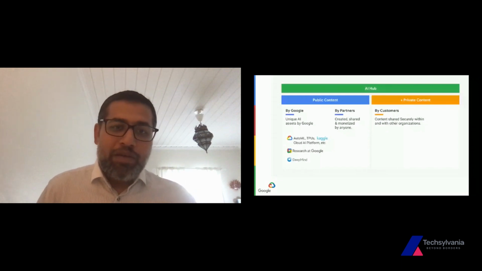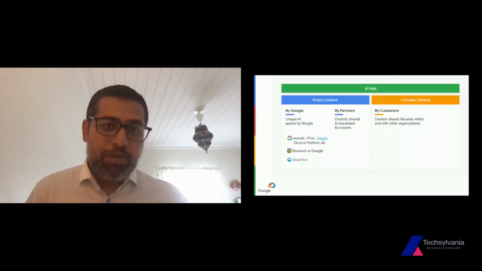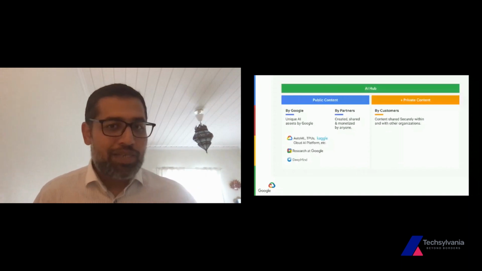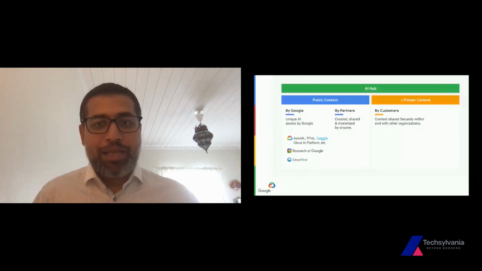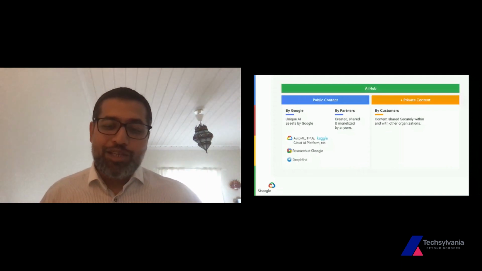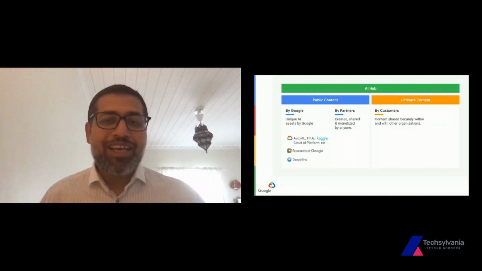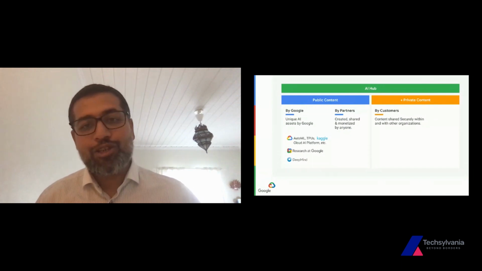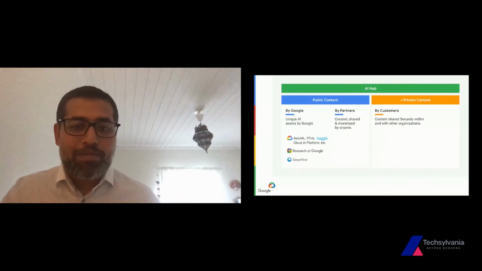Whatever we do from the Google AI perspective, we mostly publish it as public content. Our partners do the same thing. But like GitHub Enterprise, you can have private content on AI Hub as well. It means that you, as an organization, have control of where your models are visible. If it's completely internal within your organization, you have full control. But if you want to make it public for the benefit of other community members, you can do that as well.